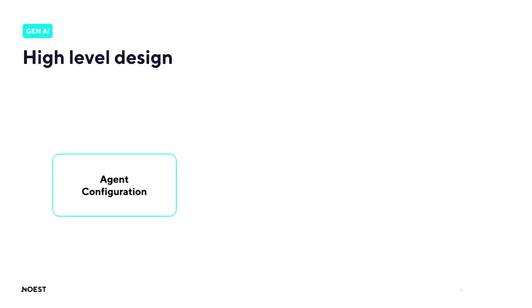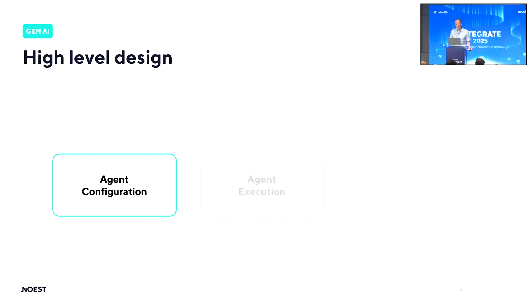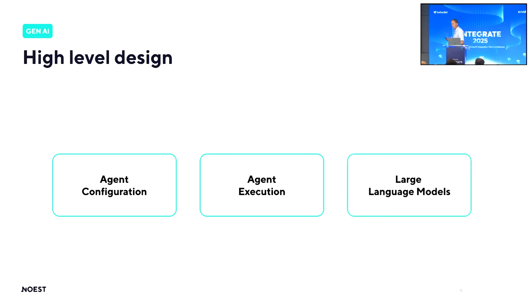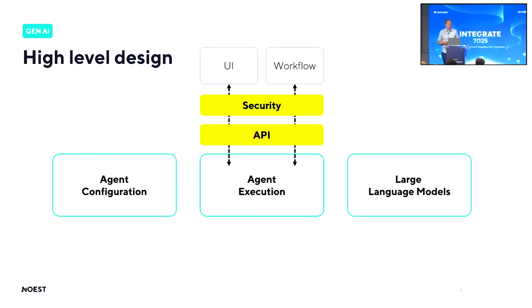So the high-level design, without going into too much detail, we have a small application for the agent configuration. We need, of course, to execute the agents, so that's the logic to call the large language model and to execute the tools. We need to have large language models. We need to have an API with security, and on top of that, we can have consumers who could be anything.